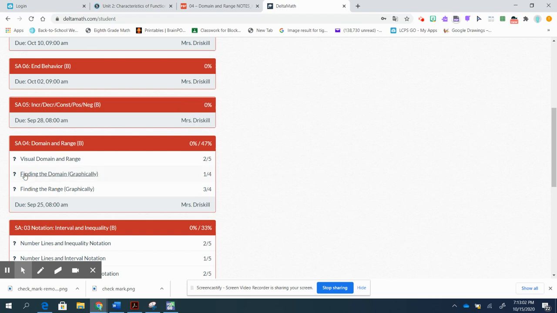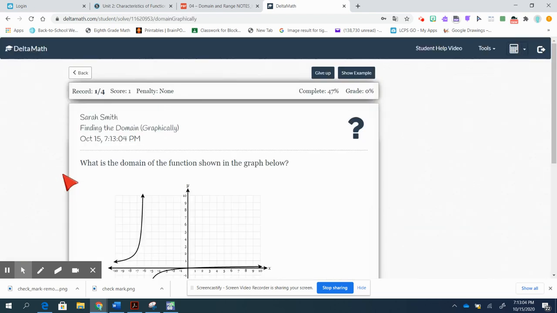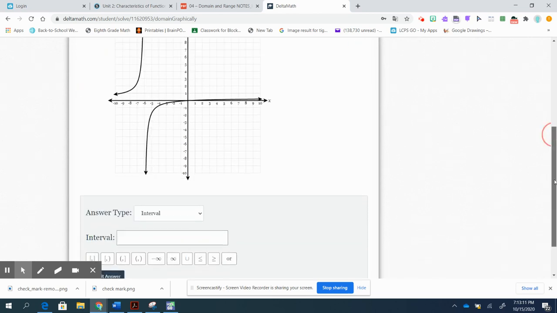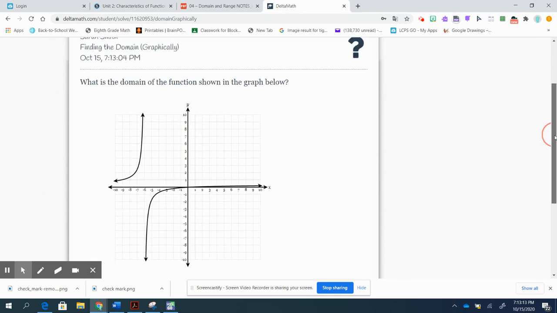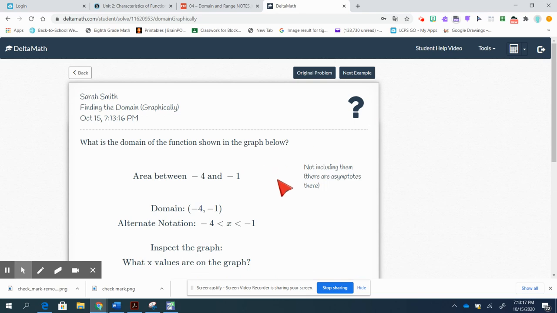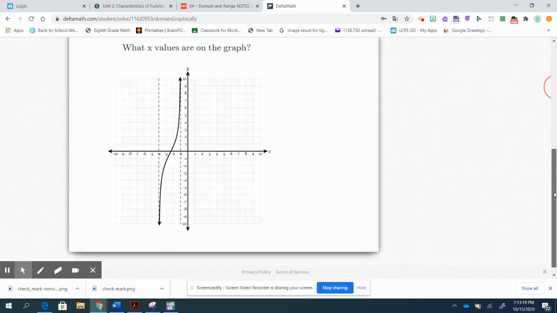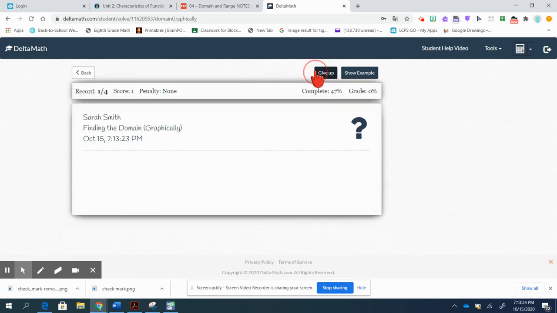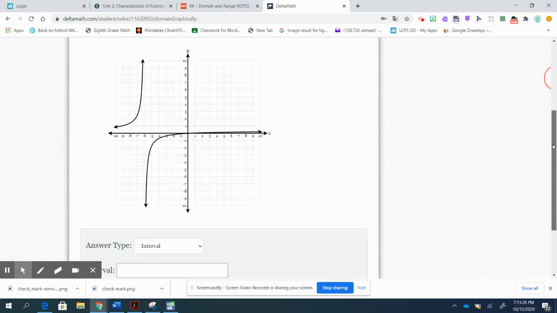Okay, next one is finding the domain graphically. What is the domain of the function shown in the graph below? Now this one took me a few minutes. I often use the show example up here to help me and also to help me know how to write it correctly. Okay, so what is the domain?